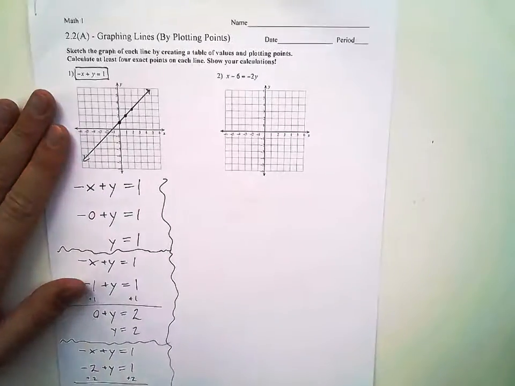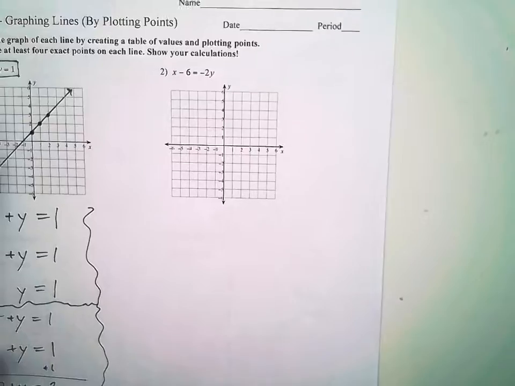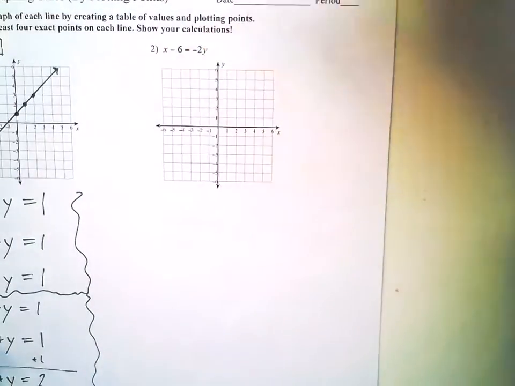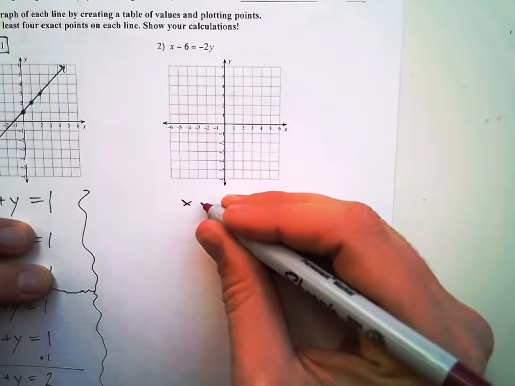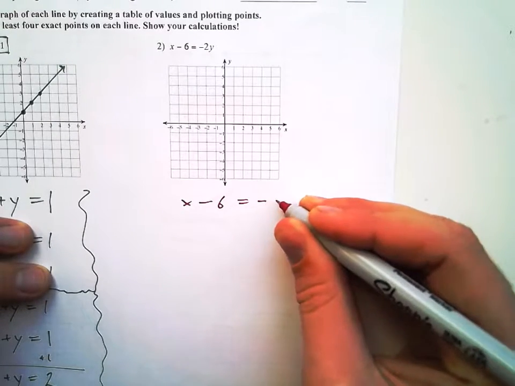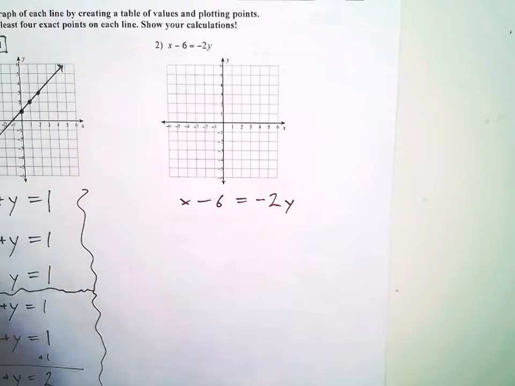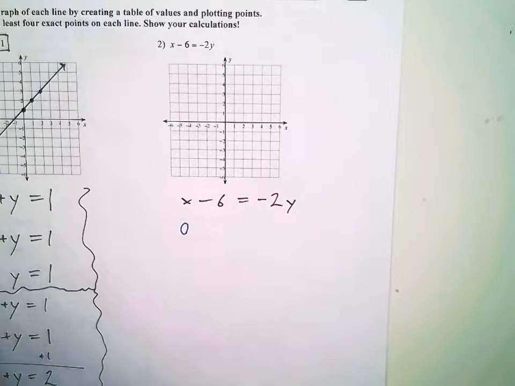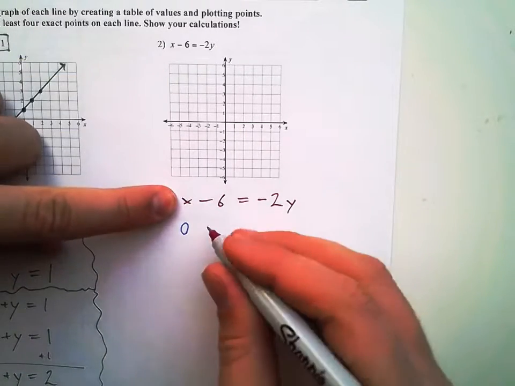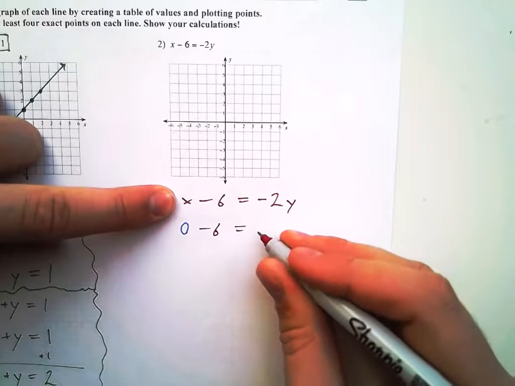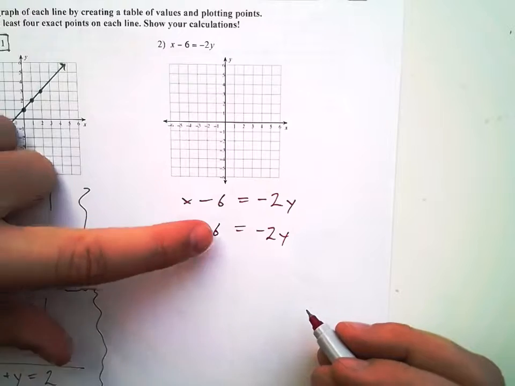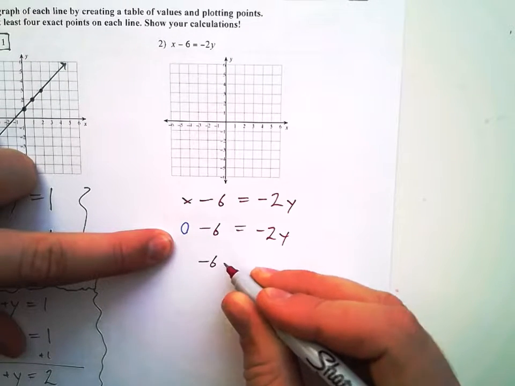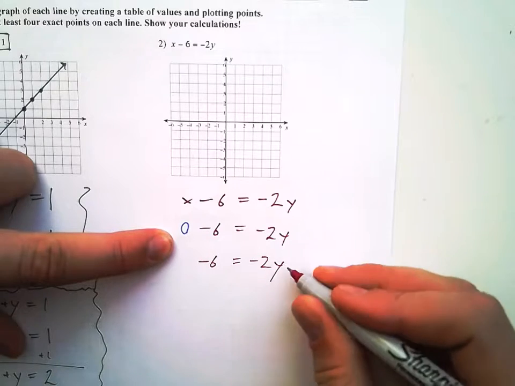So let's do the same thing on number 2. Number 2, this is the equation. x minus 6 equals negative 2y. So let's put in a 0 for x and see what we get. So if we put in 0 for x, we'll get 0 minus 6 equals negative 2y. 0 minus 6 would be negative 6 equals negative 2y.